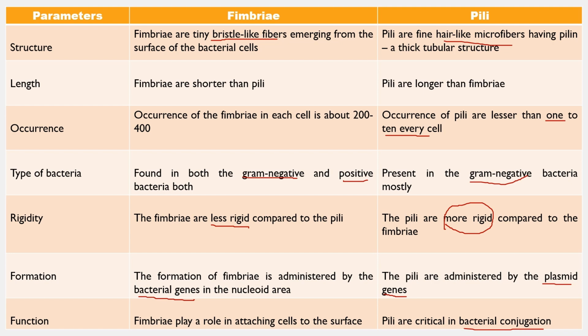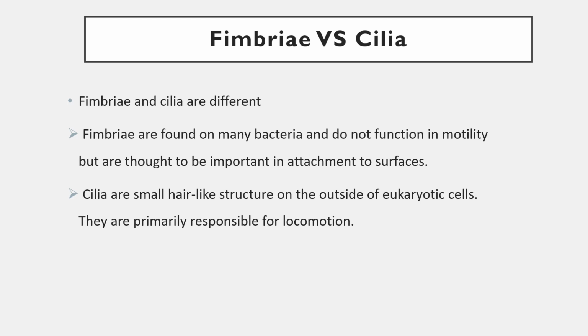All right, then fimbriae versus cilia. So we can say that all these are hair-like structures, but why do we give them different names? We have a difference between the fimbriae and the pili and the flagella. So similar is the case with the cilia. They're also hair-like structures, but what makes them different is that they are present in eukaryotic cells. Alright, so fimbriae are present in prokaryotic cells, whereas the cilia are present in eukaryotic cells, where they are responsible for the locomotion or the movement of the cell.